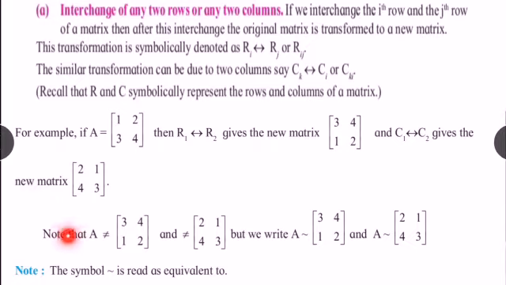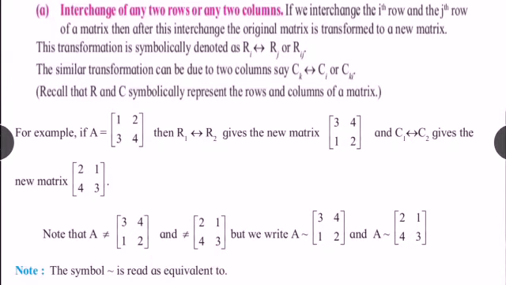Note that A is not equal to [3 4; 1 2] and [2 1; 4 3], but we write A is equivalent to [3 4; 1 2] and matrix A is equivalent to [2 1; 4 3]. The symbol is read as equivalent to.